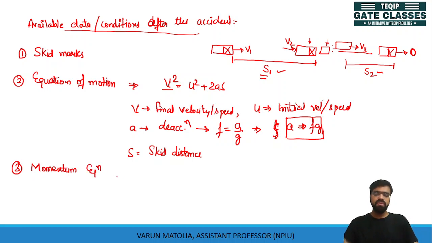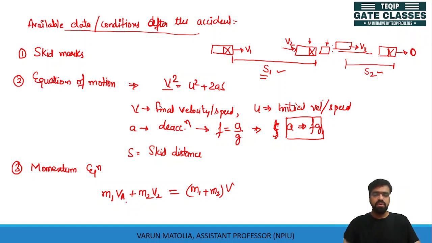What momentum equation do we have? If in a direction mass m1 is moving with the velocity v1 and mass m2 is moving with a velocity v2, after collision this combined mass may move with the velocity V.